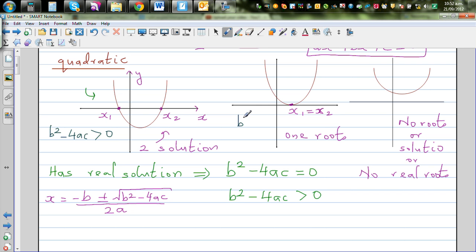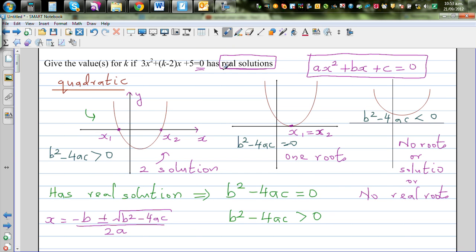In this case, b squared minus 4ac is going to be equal to 0. And in this case, it will always be less than 0. b squared minus 4ac is going to be less than 0. So the first two cases together give the condition for real solutions.